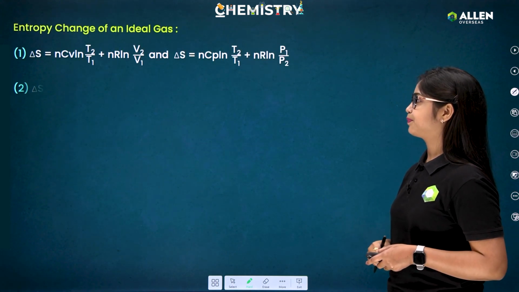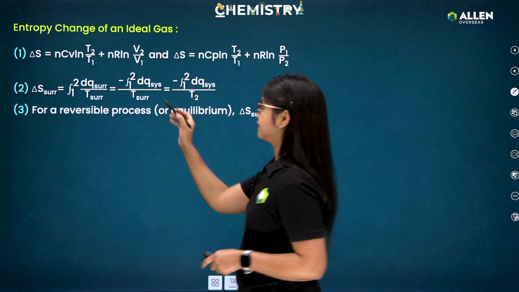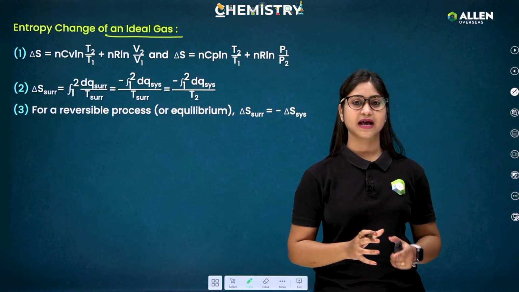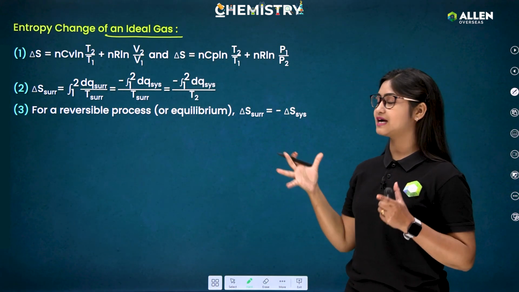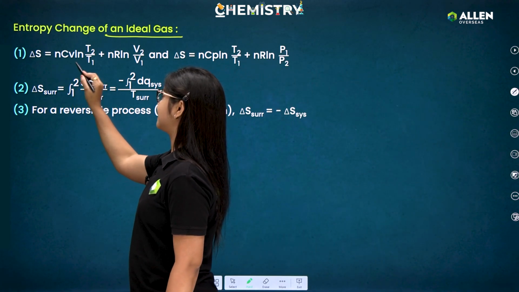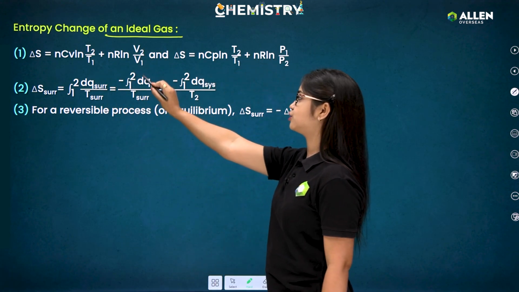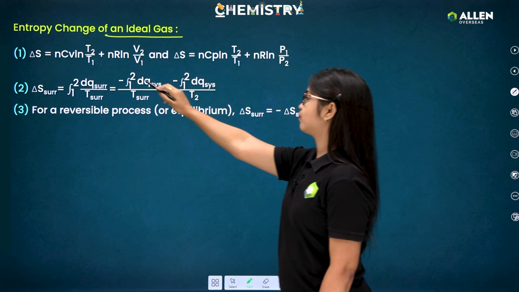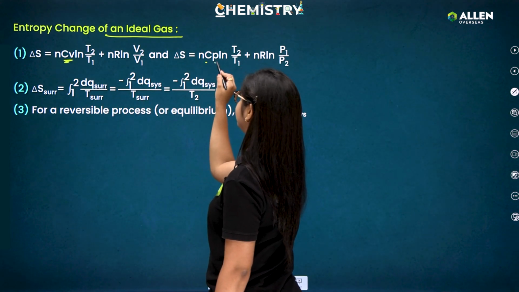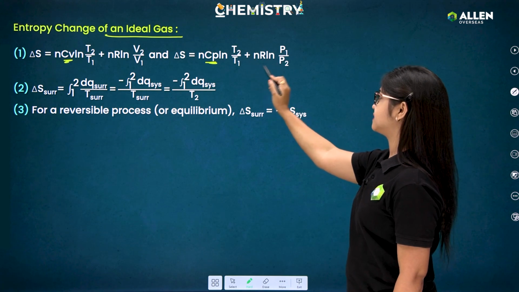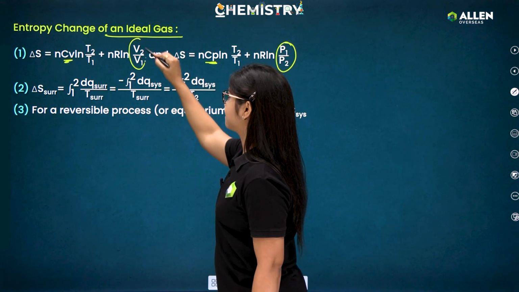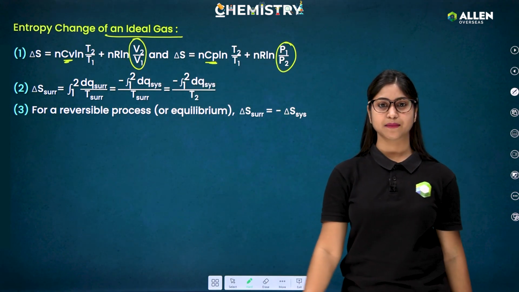Now let's see entropy change of an ideal gas. If you want to talk about the entropy change for an ideal gas for different processes, then these are the basic formulas that we can use. First of all, delta S equal to nCv ln T2 by T1 plus nR ln V2 by V1. In terms of pressure, in place of Cv you have to write Cp. So nCp ln T2 by T1 plus nR ln P1 by P2. Here you have V2 by V1, but here you have to use P1 by P2.